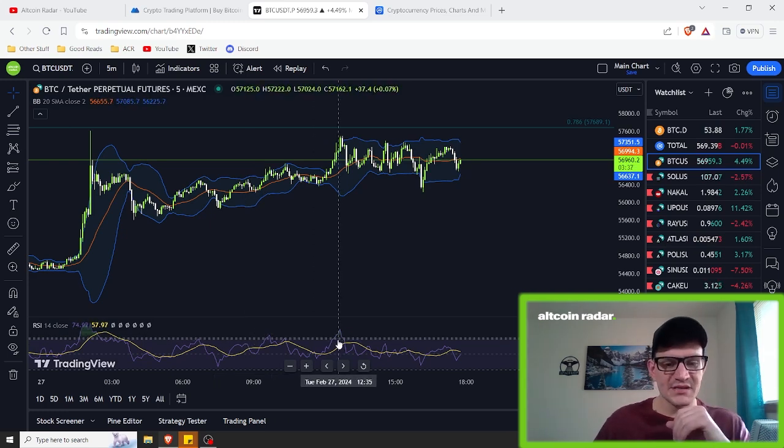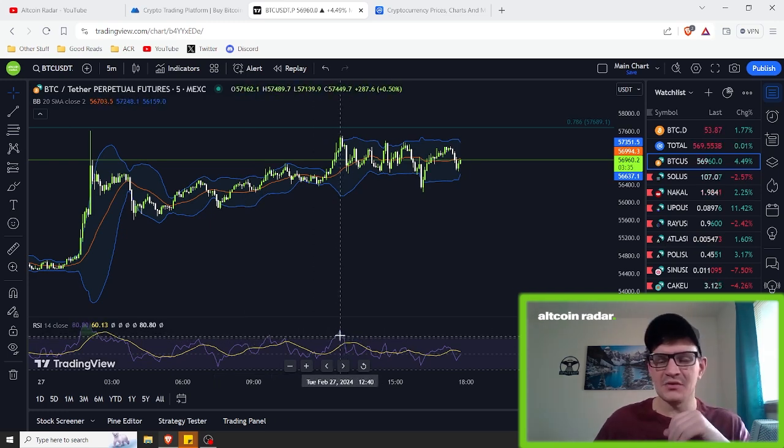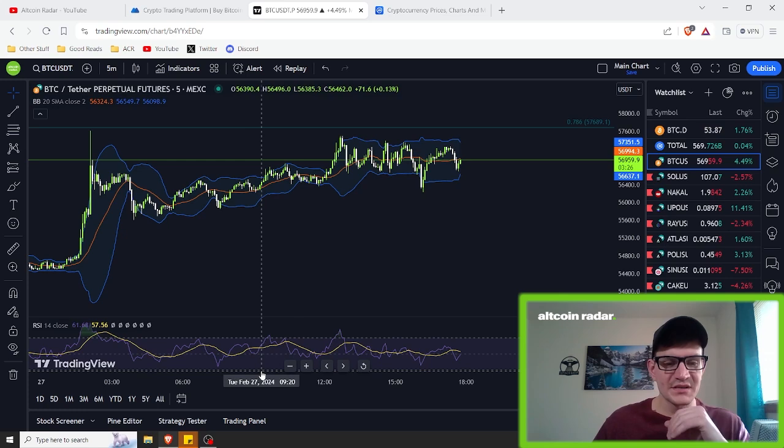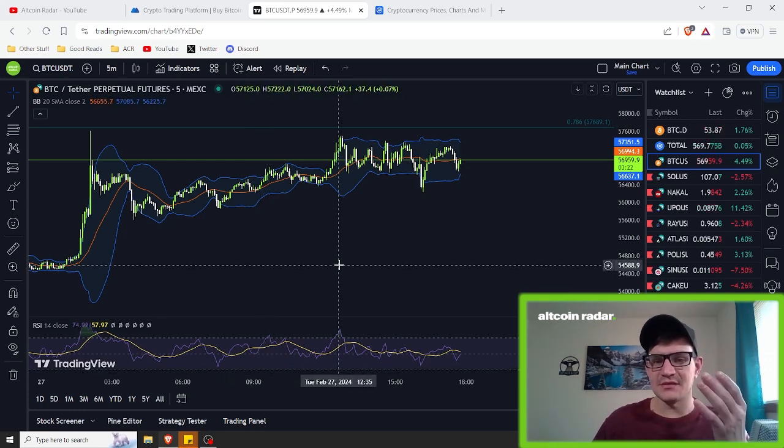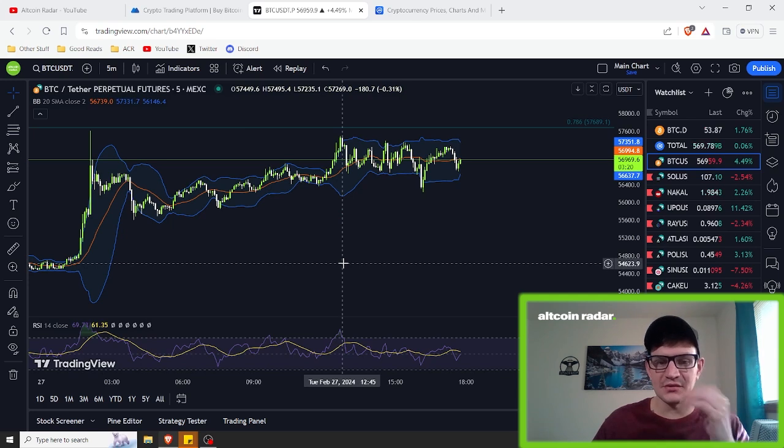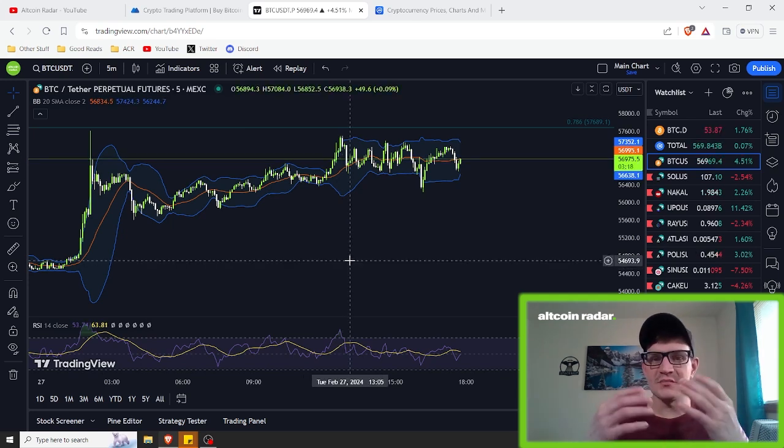Basically, when price reaches over this 70 level, it indicates, okay, that the market is currently overbought, all right, in that time frame that you are currently looking at. Now, when it is down near the 30 line or below it, it basically says that the market is currently extremely oversold and could be due for a reversal back to the upside.